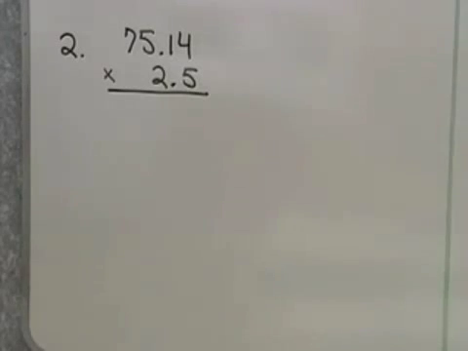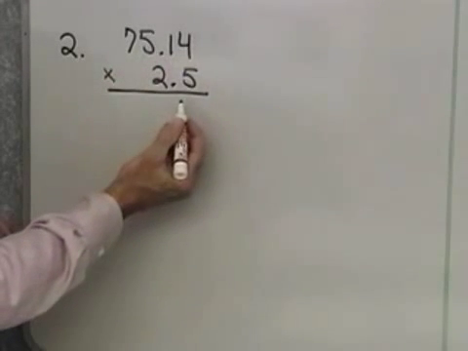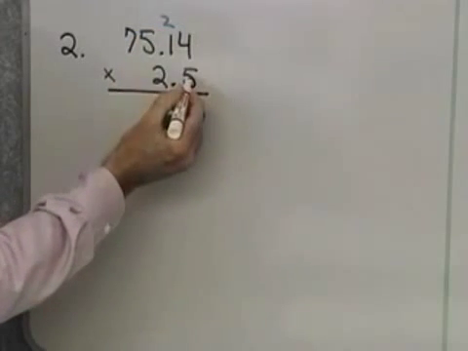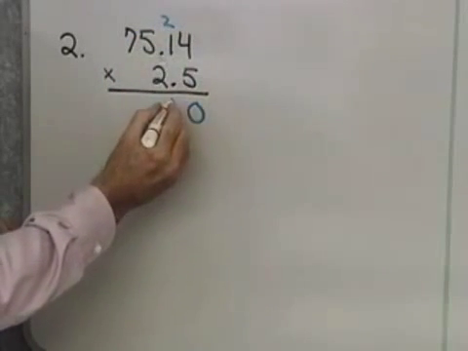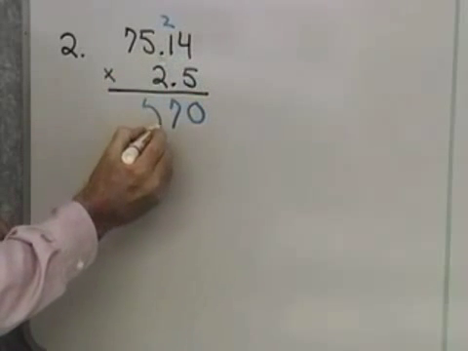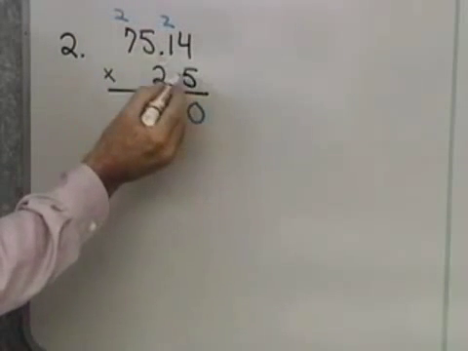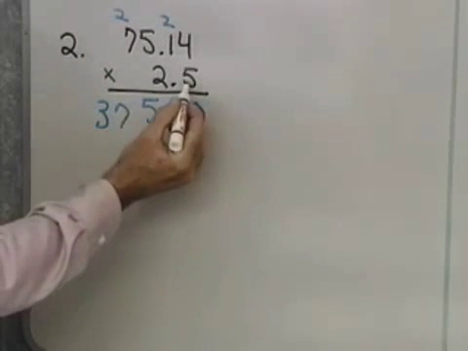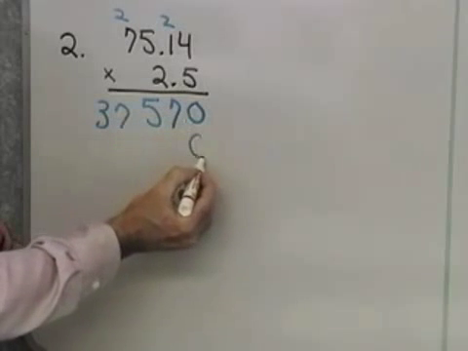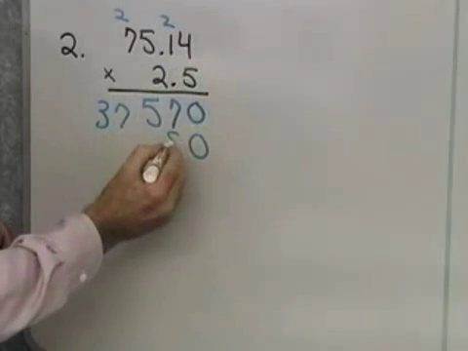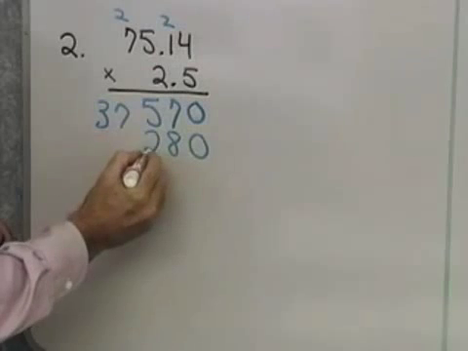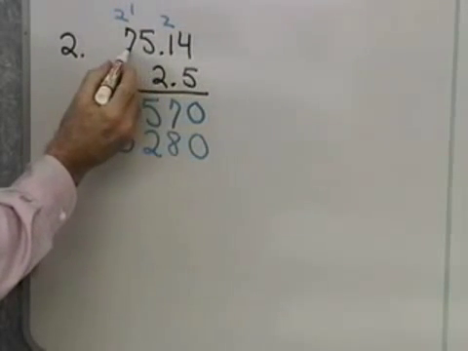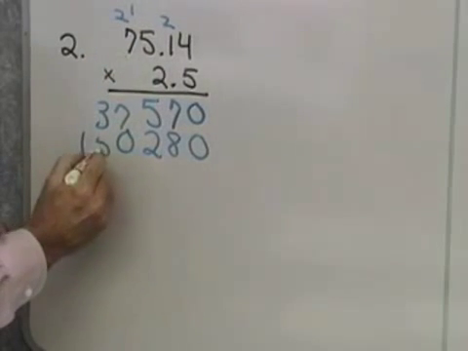75.14 times 2.5. Let's just multiply as if there was no decimal point involved. 5 times 4 is 20. Carry the 2. 5 times 1 is 5, and 2 is 7. 5 times 5 is 25. Carry the 2. 5 times 7 is 35, and 2 is 37. I go to this number right here, so I put a 0 to hold that place. 2 times 4 is 8. 2 times 1 is 2. 2 times 5 is 10. Carry the 1. 2 times 7 is 14, and 1 is 15.